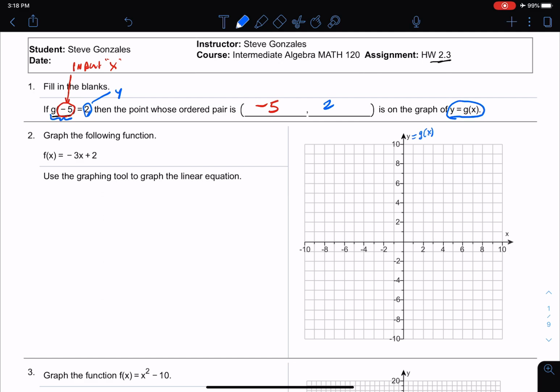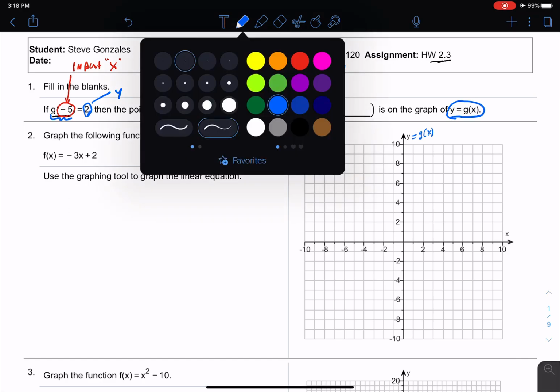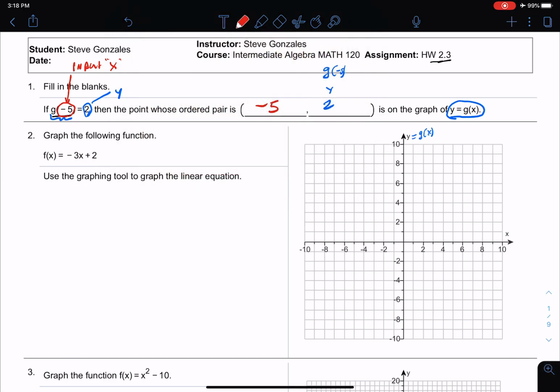So g of negative 5 is going to be the same thing as the y value when x equals negative 5. Okay? All right, so next up we're going to graph this linear function.